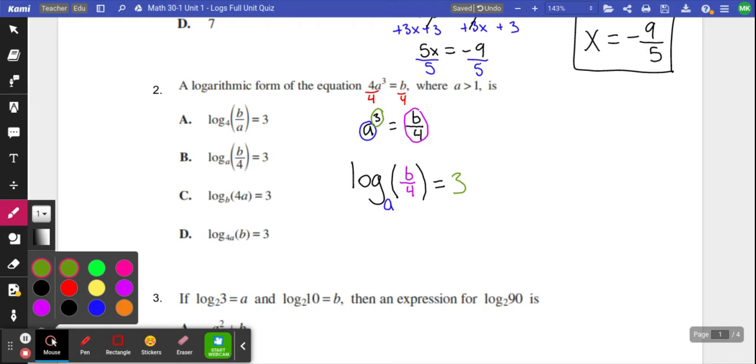The answer should be log a of b over 4 equals 3. That's b. The trick to that one is remembering to get the exponent or the power by itself before you change into a log.